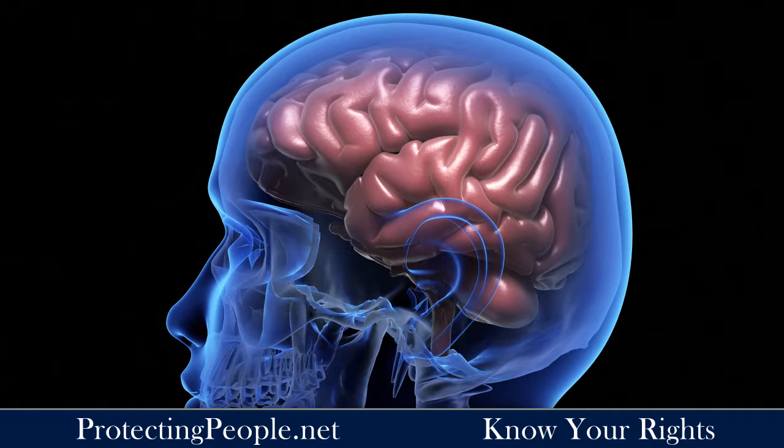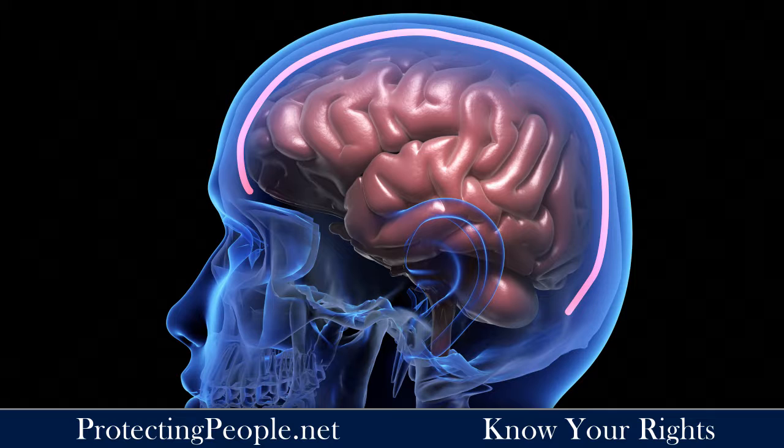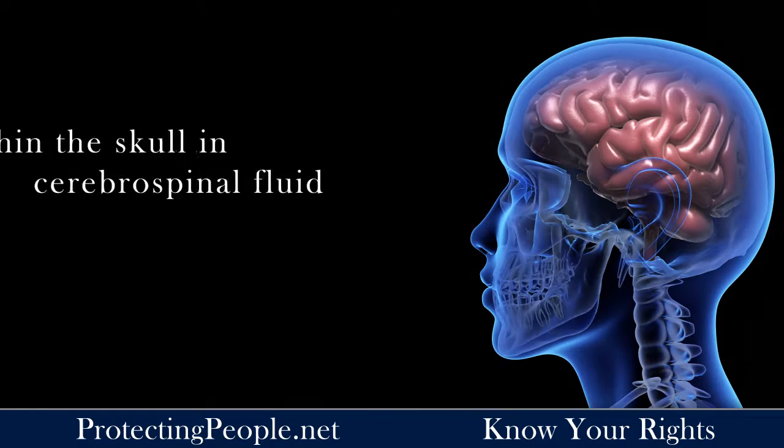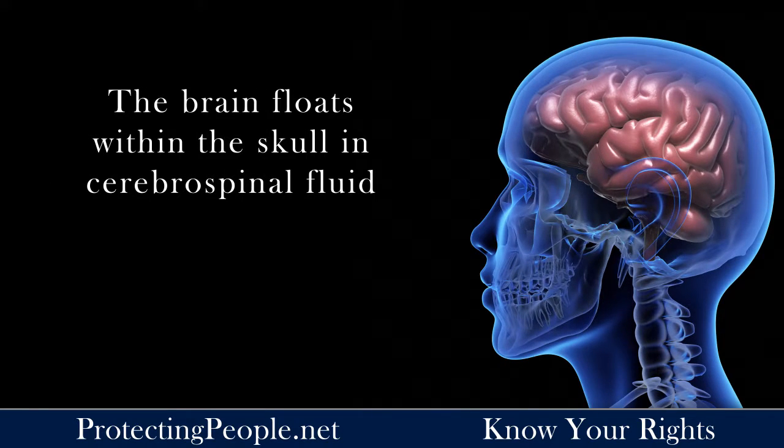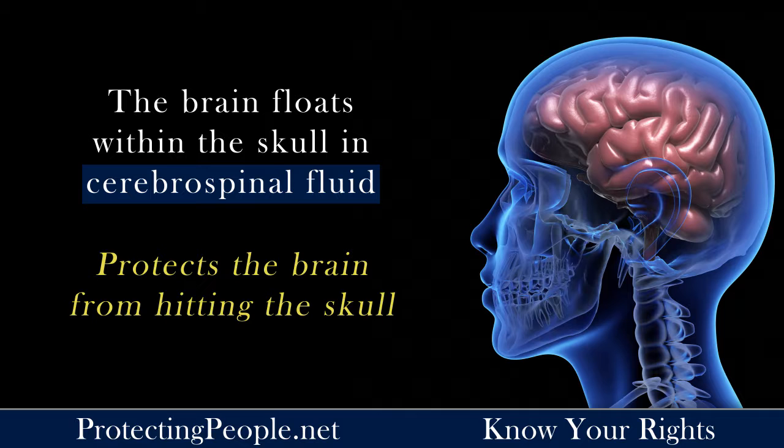The brain is connected to the brain stem within the skull, and there is space between the brain and the skull. The brain actually floats within the skull in a fluid called cerebrospinal fluid, and that protects the brain from hitting or rattling up against the skull.